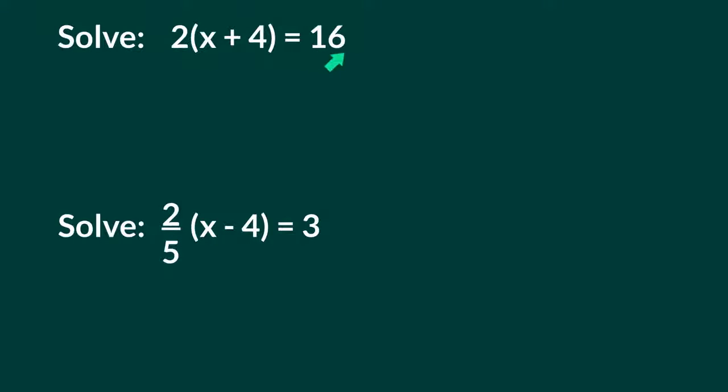Here we have an example where we have one with a set of parentheses. First question I ask myself, is there a fraction in here that I need to eliminate? No, there isn't. Next, are there parentheses? Yes. So this is where we go to step 2, where we would distribute to get rid of the parentheses. Distribute the 2 to both the x and the 4. I get 2x plus 8 equals 16. After doing that, I can see that this is a 2-step equation. I can draw my railroad tracks.